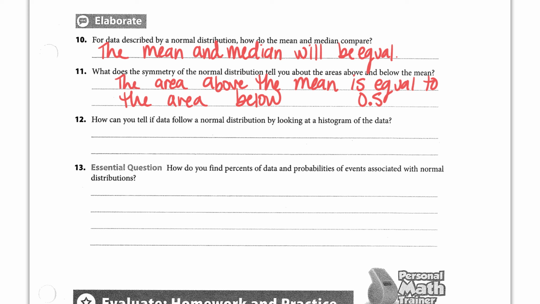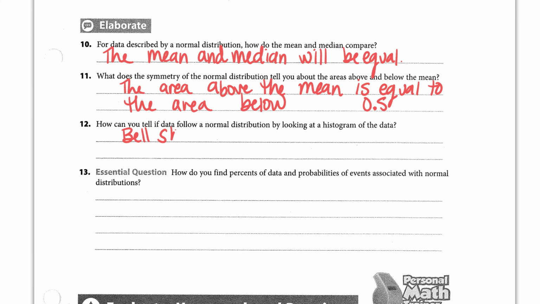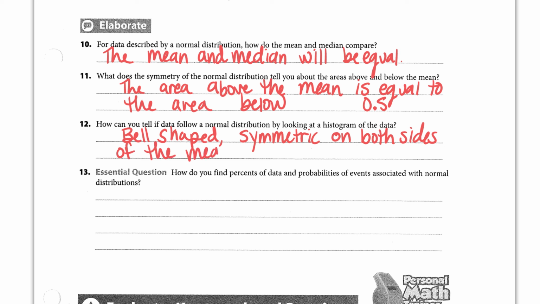How can you tell if data follow a normal distribution by looking at a histogram of the data? The histogram has some characteristics that we look out for. We want it to be bell-shaped. We want it to be symmetric on both sides of the mean. And we want it to have long tails on both sides.